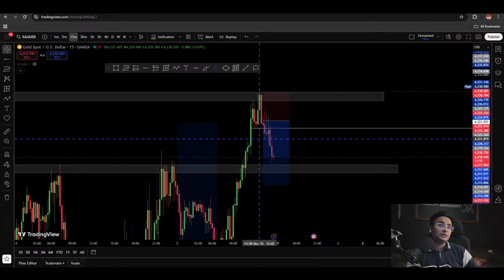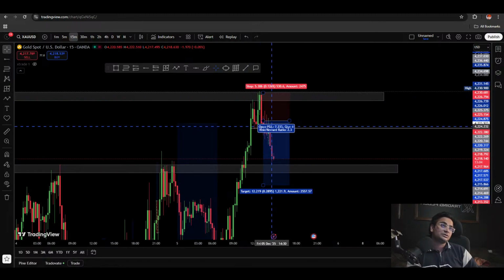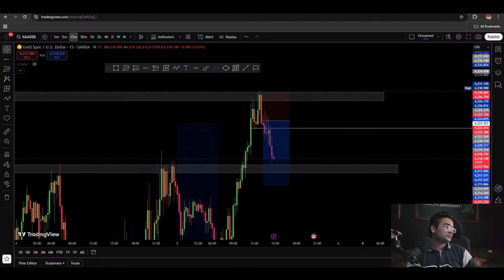This was a pretty clean trade, to be honest, right? We had a move up, rejections, rejection, rejection, rejection, and then a move down. How much are we up right now? We are up around some certain dollars.